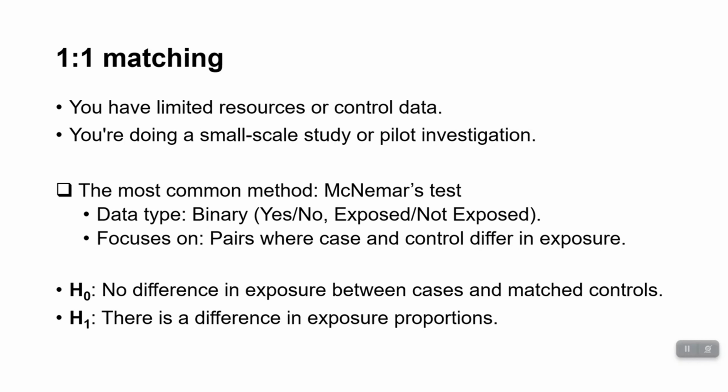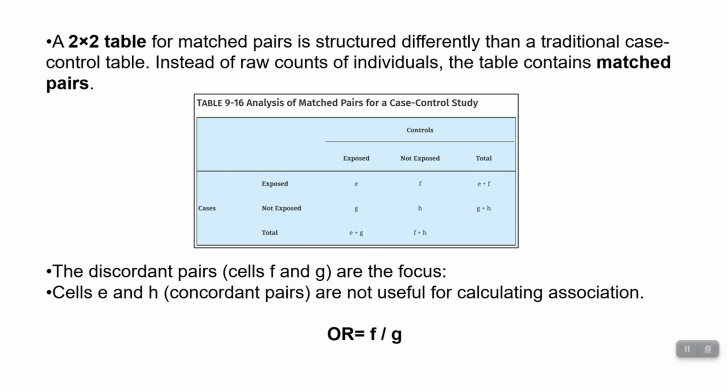McNemar's test is used for matched case control studies with one-to-one matching or before-after studies. The required data type is binary, for example, yes or no, exposed or not exposed, cases and control, and focuses on discordant pairs, where case and control differ in exposure. So we have to create a table like this, that the cases are on the rows, as you can see, exposed and not exposed, and controls on columns that are exposed and not exposed.